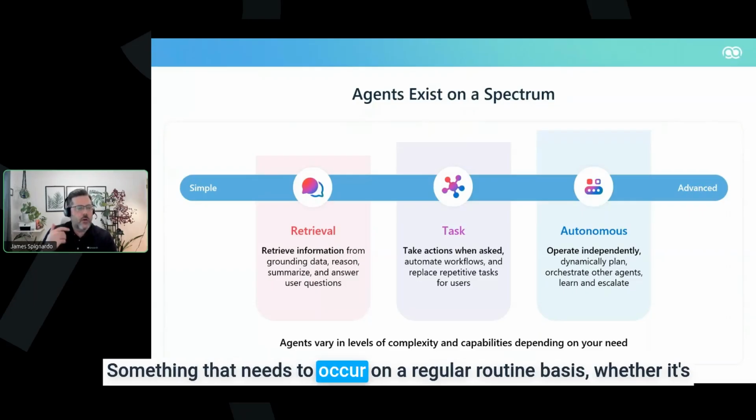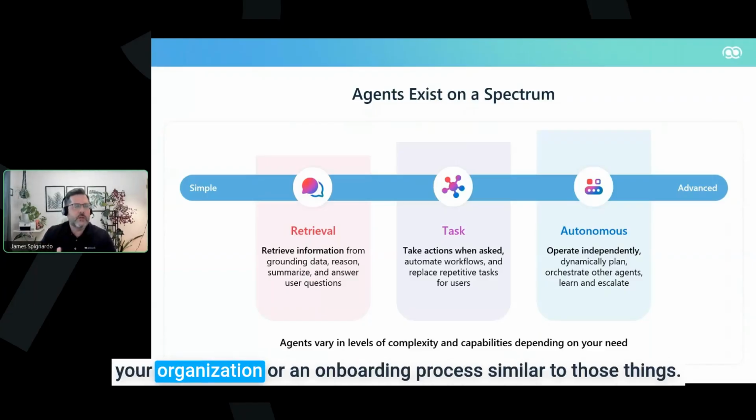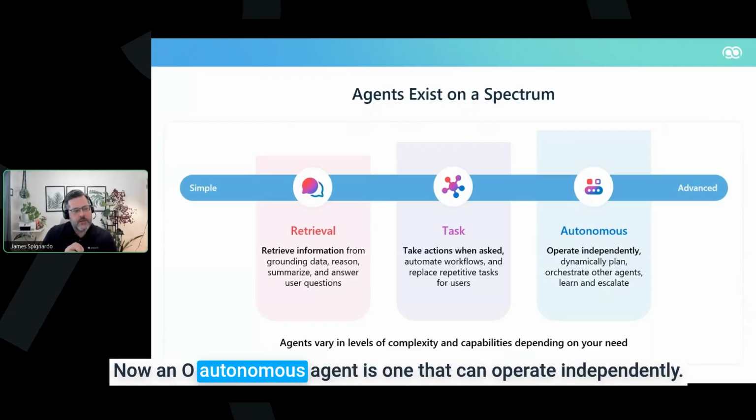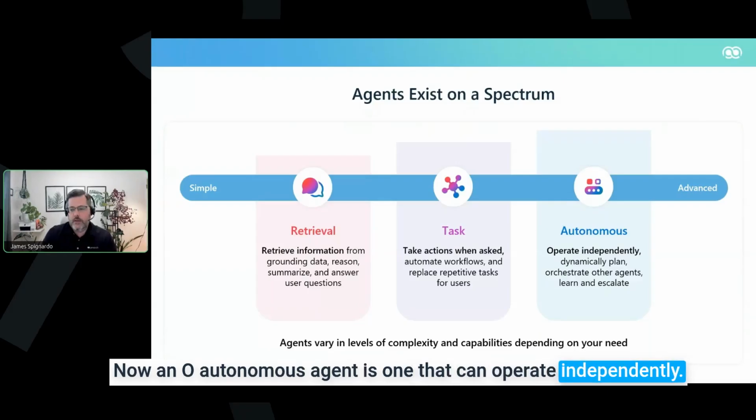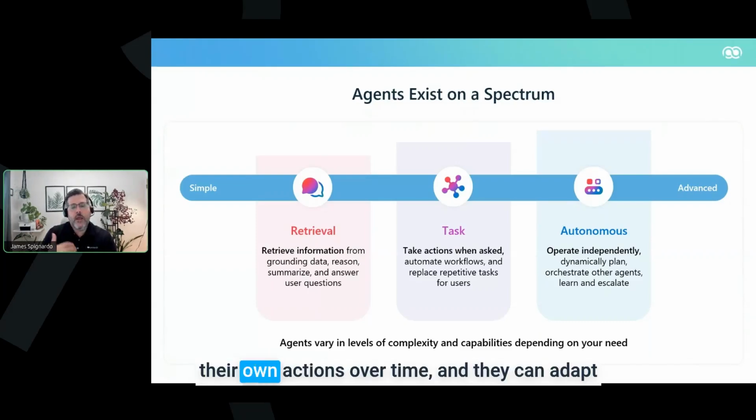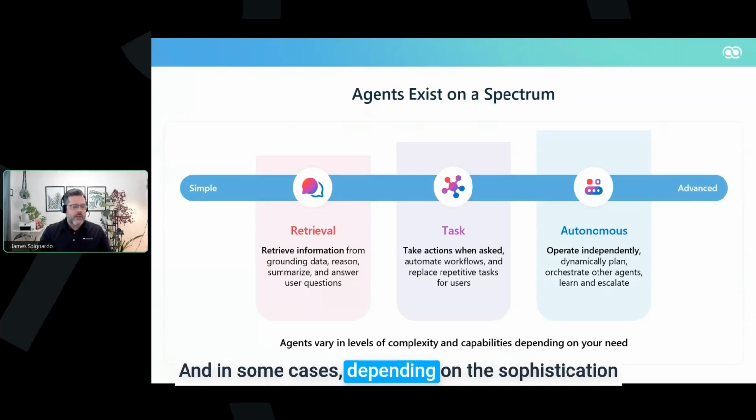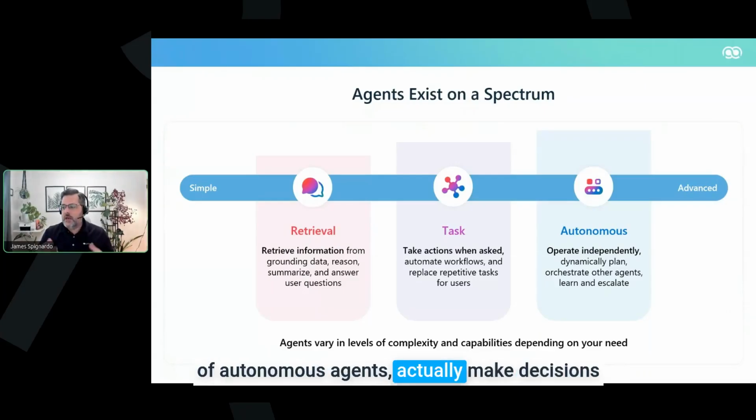something that needs to occur on a regular routine basis, whether it's reviewing invoices or emails, whether it's setting up new accounts in your organization or an onboarding process, similar to those things. Now, an autonomous agent is one that can operate independently. They usually are set off by a trigger. They can also dynamically plan and learn from their own actions over time, and they can adapt to challenging conditions and circumstances. And in some cases, depending on the sophistication of autonomous agents, actually make decisions without constant human intervention.